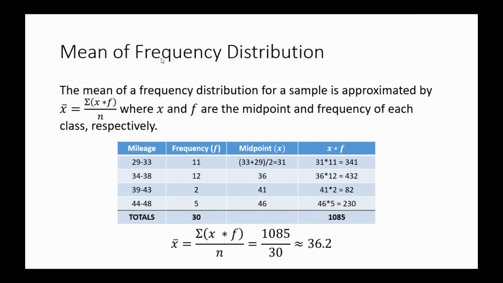So for the mean of a frequency distribution, AP, you can write this on it. Dual credit, I for sure want y'all to write this. This is what you call grouped data. This is grouped data, because we're not doing individual data points, we're grouping them into classes, like a frequency distribution.